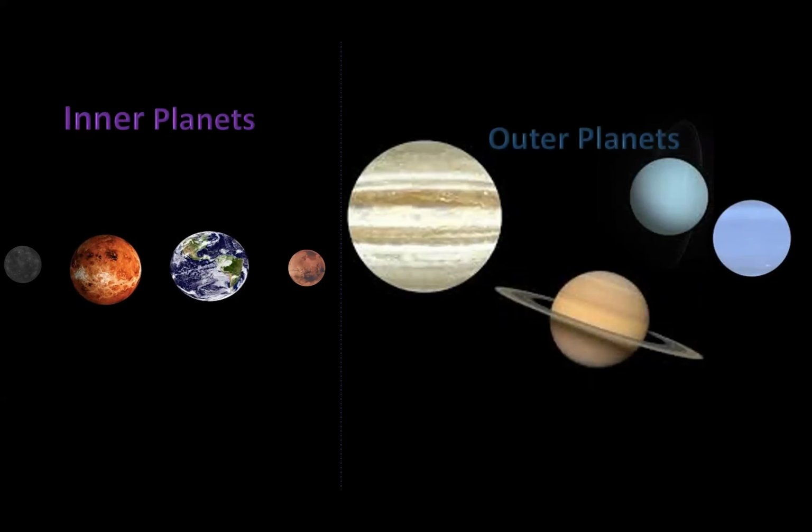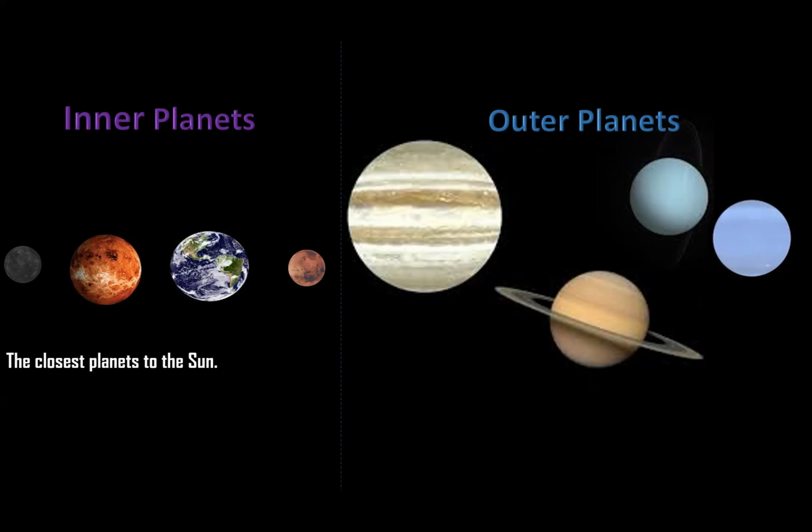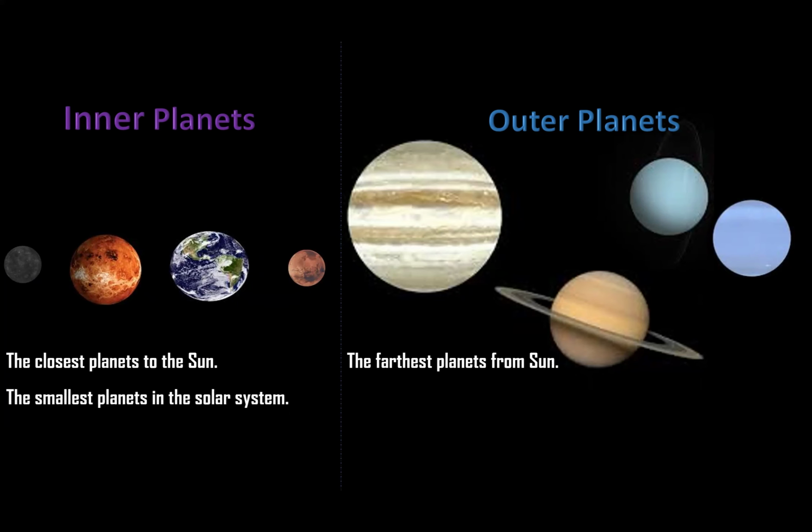In the inner planets, the planets are the closest planets to the sun, while in the outer planets group, the planets are the farthest planets from the sun. In the inner planets group, the planets are the smallest planets in the solar system, while the outer planets group are the largest planets in the solar system.